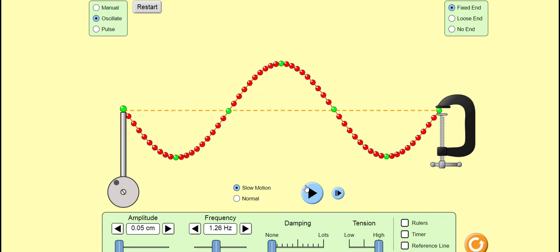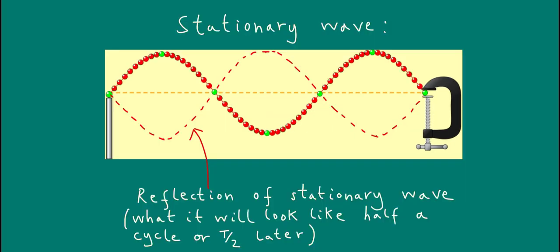Alright, and I'm pointing this out because you ought to know that most of the time when we draw stationary waves, a reflection is drawn in like so, which shows what the stationary wave will look like half a cycle or half a time period equivalently later. So that's just worth knowing about.